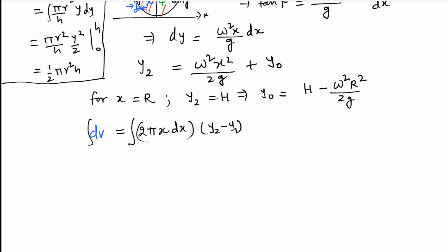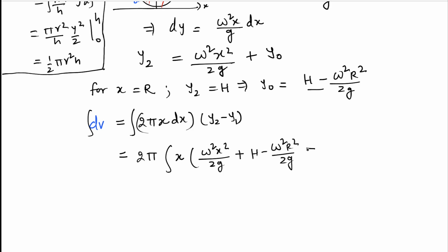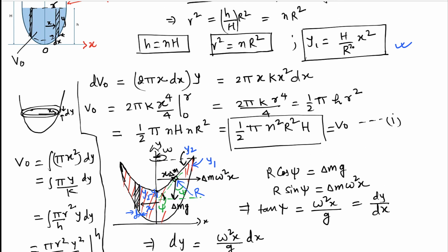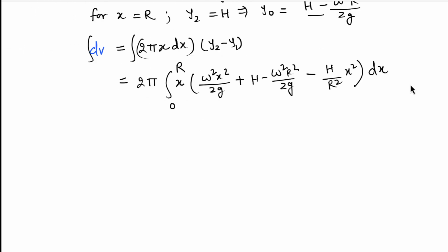So let's just integrate these. Okay, so now what we get is, we just take the 2 pi outside, and x, and y2 is nothing but omega square x square by 2g plus y0, which is h minus omega square r square by 2g, and minus y1, and y1 is h by r square x square, and dx, and this we integrate from 0 to capital R. Okay, so this is simple enough. Let's just integrate the equation.